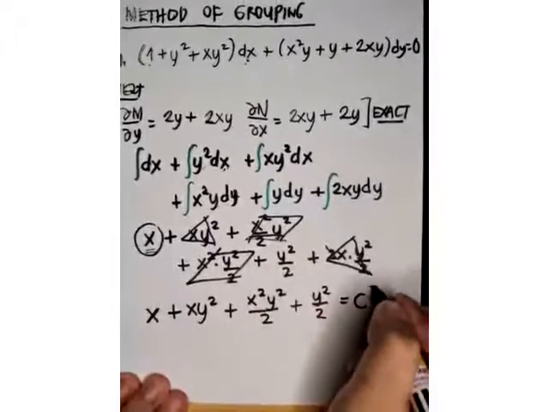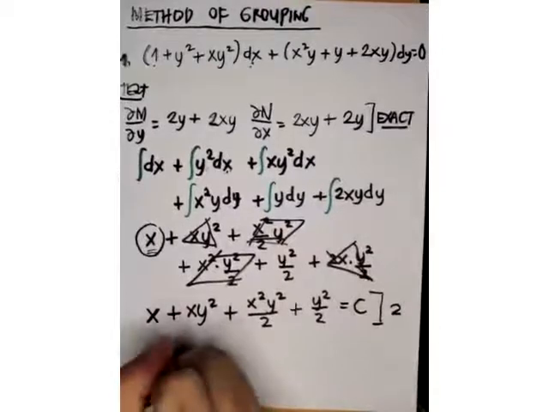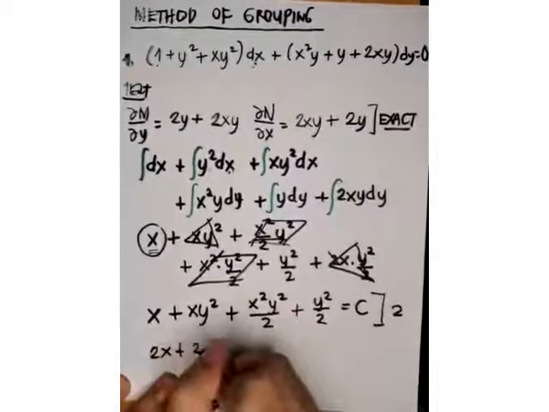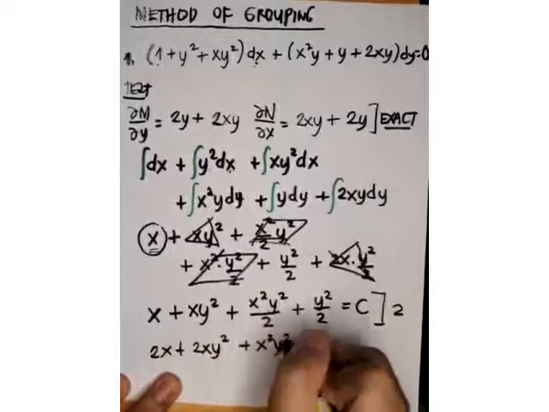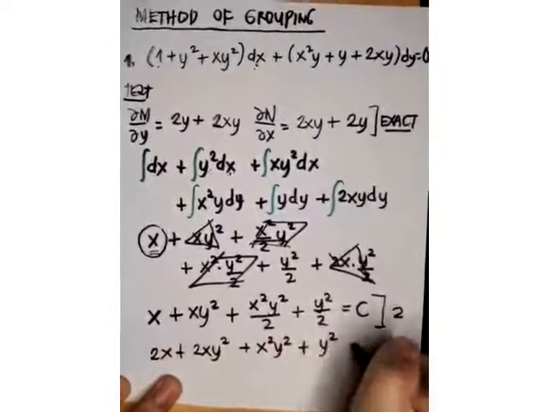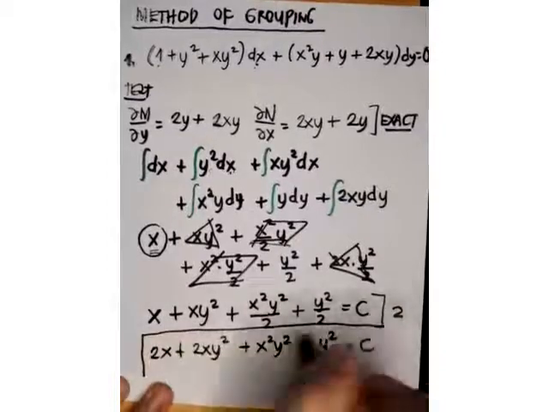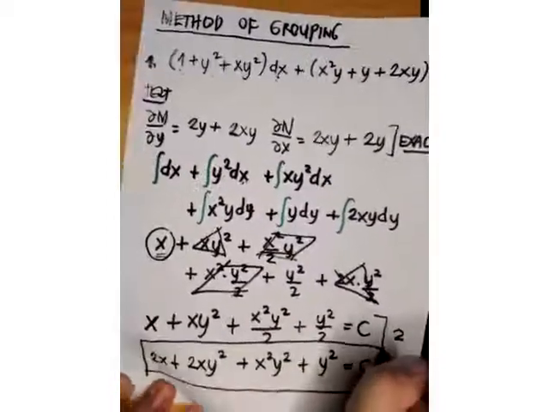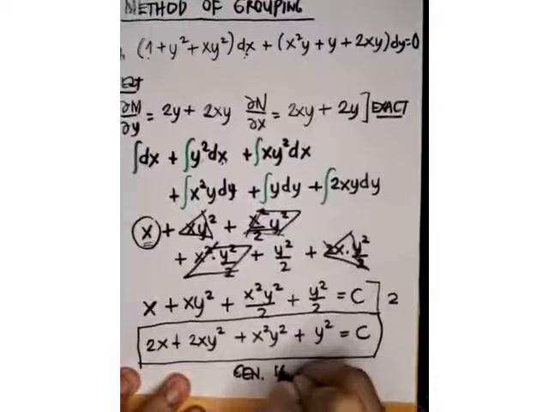So, gagawin na lang natin, simplify natin, multiply natin ng 2 para mawala yan. So, magiging 2x plus 2xy squared plus x squared y squared plus y squared is equal to C. Ayan. So, this is our general solution.